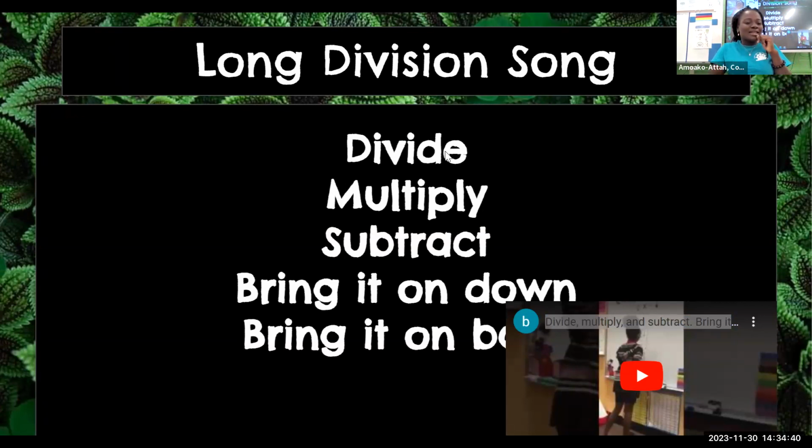So I'll take my time and take you through how to use this song to divide numbers. Divide, multiply, and subtract. Bring it down and bring it back. Divide, multiply, and subtract. Bring it down and bring it back.